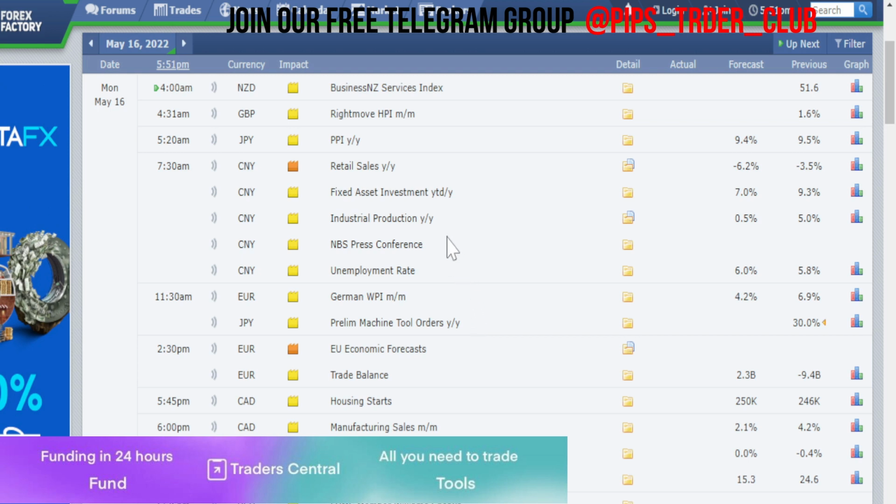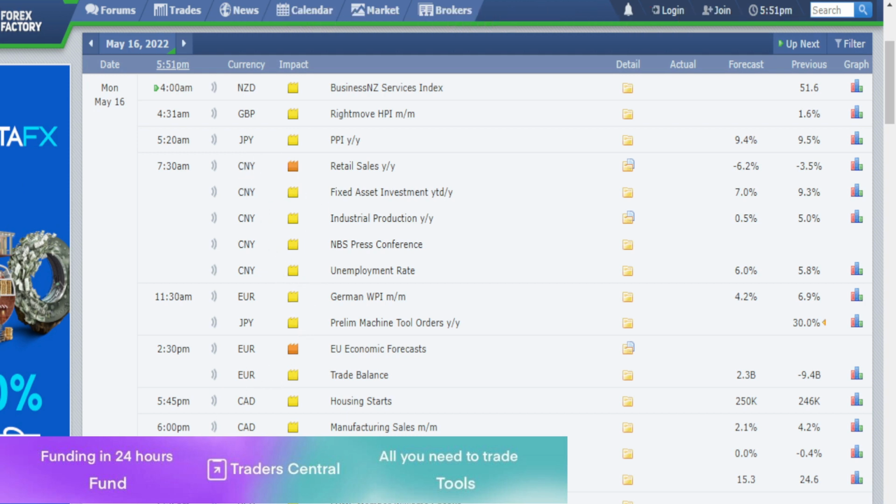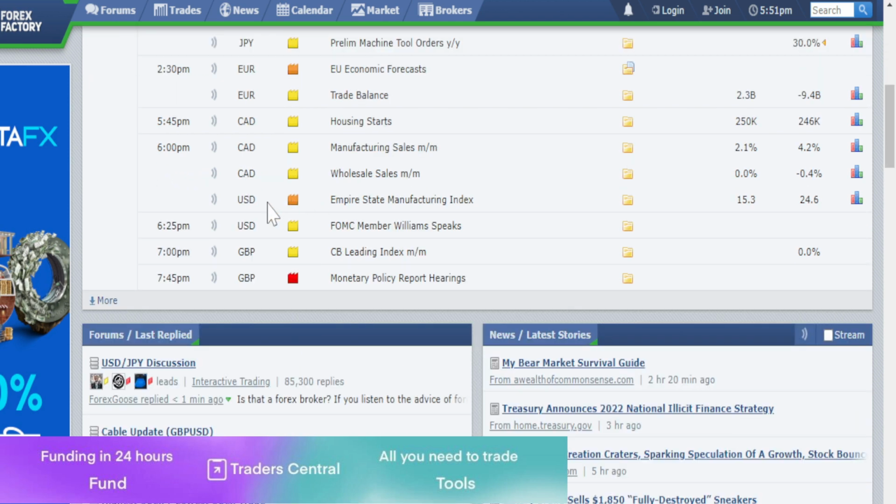So when we look at the economic calendar for Monday, we have low impacting news on New Zealand dollar, British pound, JPY related currency pairs, and at 7:30 AM we have medium impacting news on yuan. Again we have lots of low impacting news, and at 2:30 PM we have medium impacting news on euro currency pairs. At 6 PM we have medium impacting news on US dollar. Again at 7:45 PM we have high impacting news on British pound. So we have only one high impacting news and multiple low impacting and medium impacting news coming up for Monday.